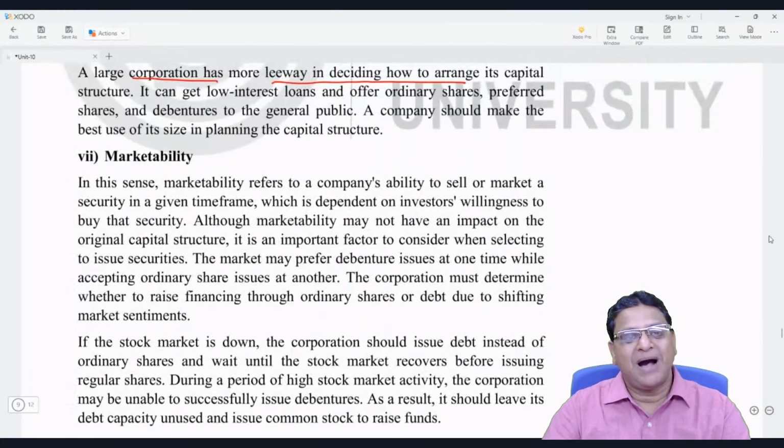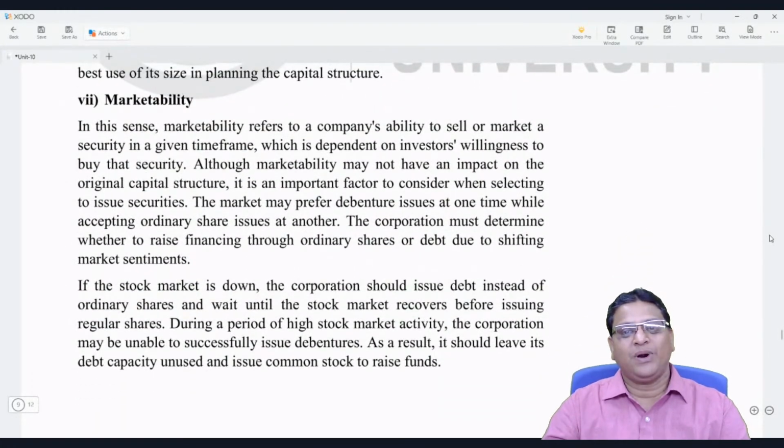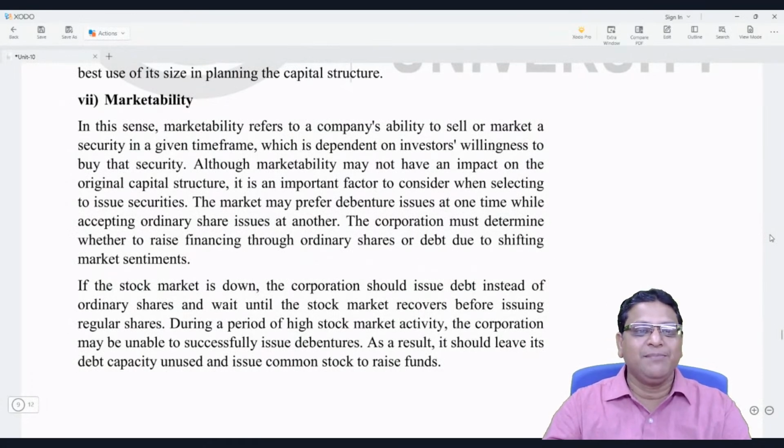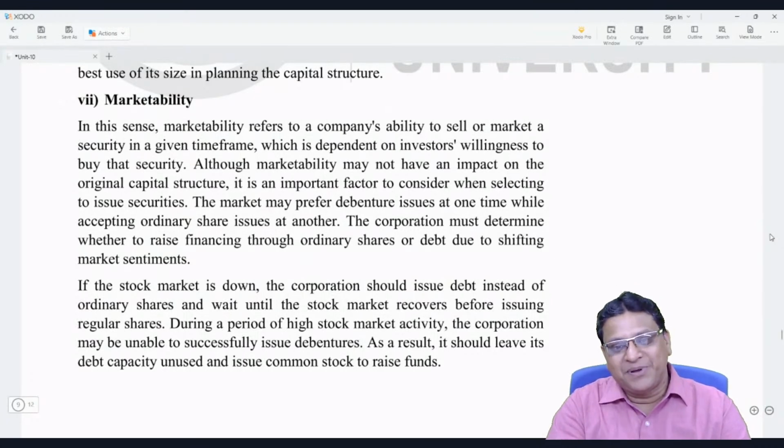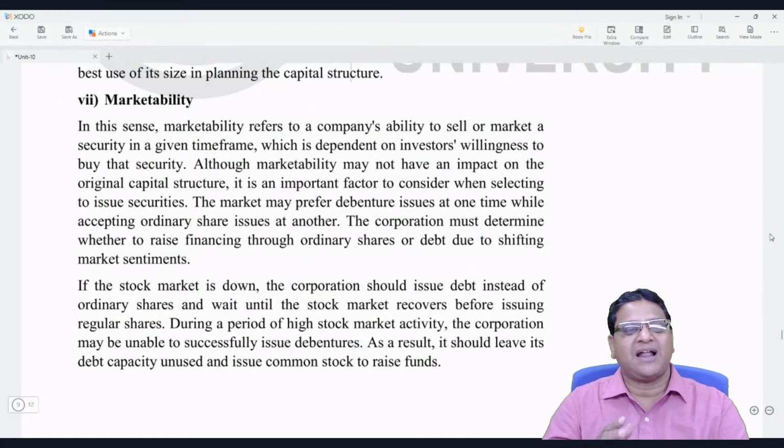Next, we'll discuss marketability of the security. What is marketability? Marketability means the ability to sell in a time frame. So you know that in business, situations are not stagnant. There may be a recession phase, there may be a boom phase in an economy. During the recession phase, the stock market generally goes down. In that case, if you issue equity shares, nobody will buy your shares.